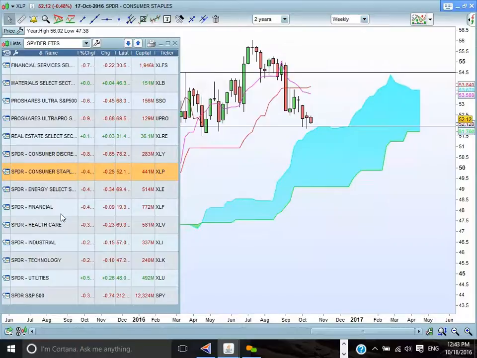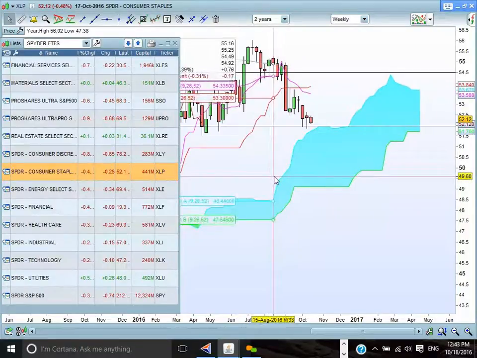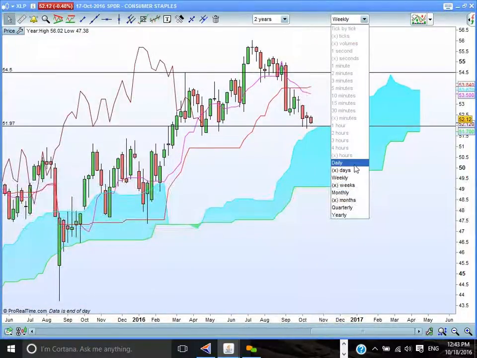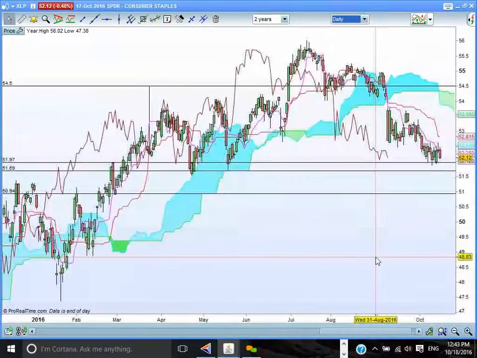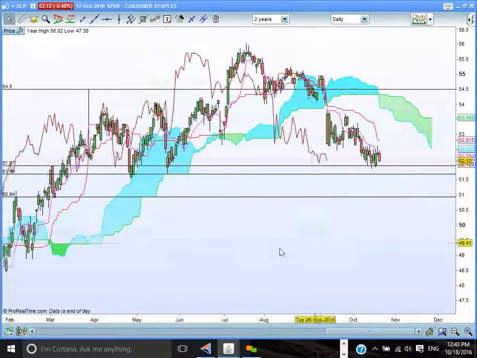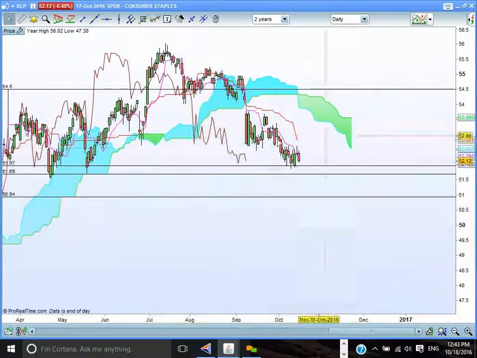Consumer staples, testing support at the top end of the cloud. The overall long-term trend is still up on a weekly cloud chart, so watch that level, 52.12. What's it like on a daily basis? 52.12. So we are getting back down to May, June support areas. So yes, we could see this area being tested and then a rebound back up to the cloud chart resistance area more towards the end of the year.